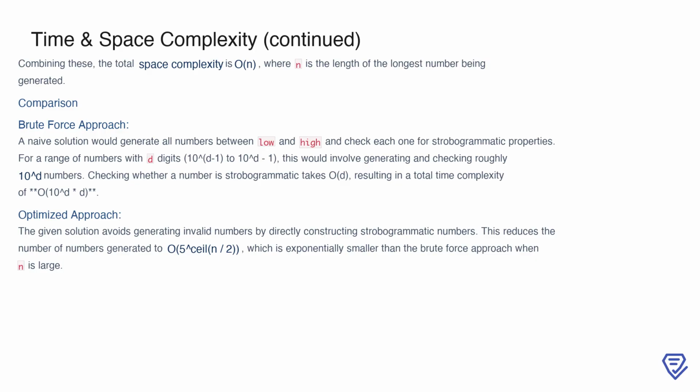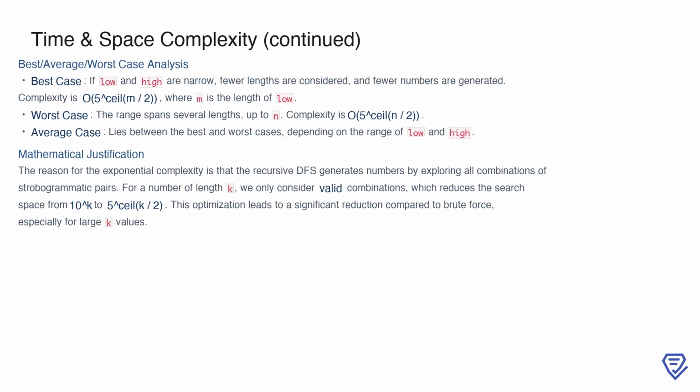Let's now discuss the best, average, and worst-case scenarios for this algorithm. In the best case, when low and high define a narrow range, fewer lengths are considered, and fewer numbers are generated. Here, the complexity is approximately O(5^(m/2)), where m is the length of low. In the worst case, when the range spans multiple lengths up to n, the complexity reaches O(5^(n/2)). The average case lies somewhere between these extremes, depending on how many lengths are included in the range.